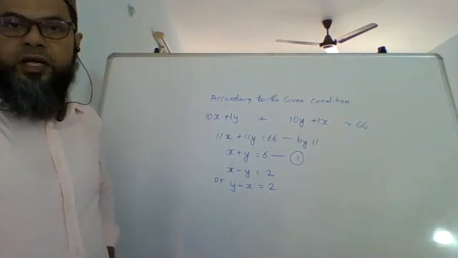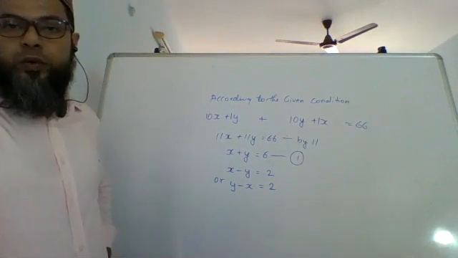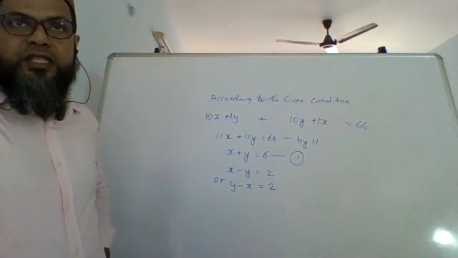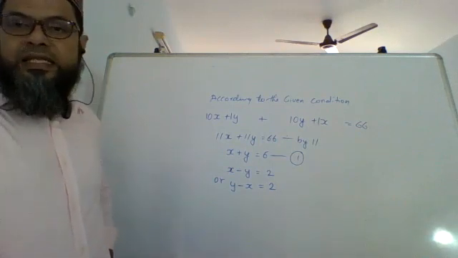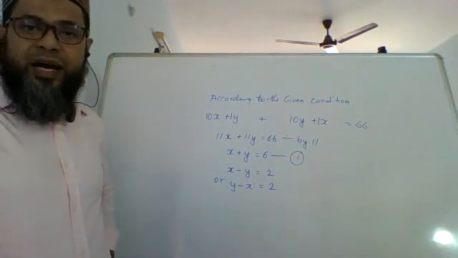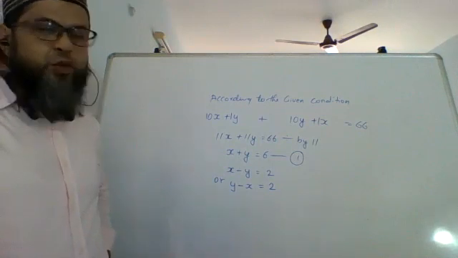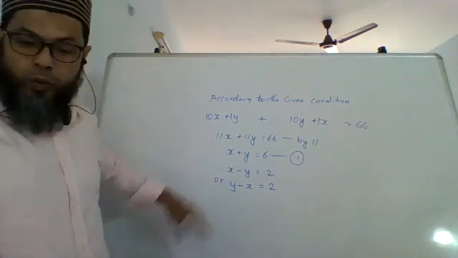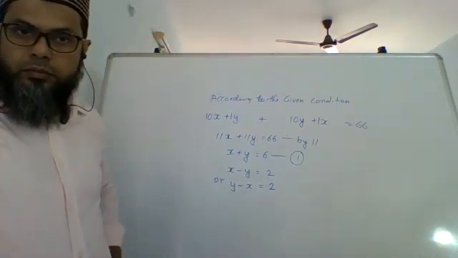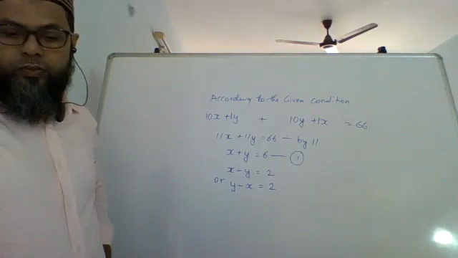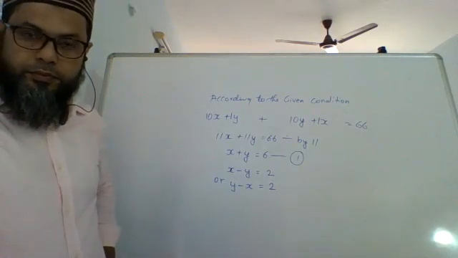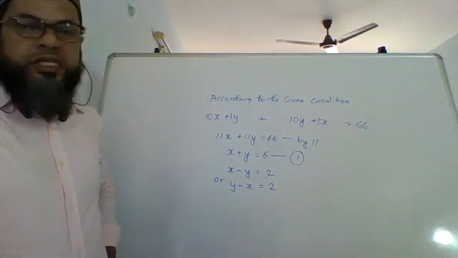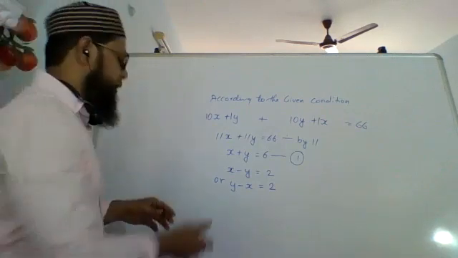According to the given condition, 10x plus 1y plus 10y plus 1x equals 66. That is 11x plus 11y equals 66. If I divide that by 11, I get x plus y equals 6. That is your equation number 1.